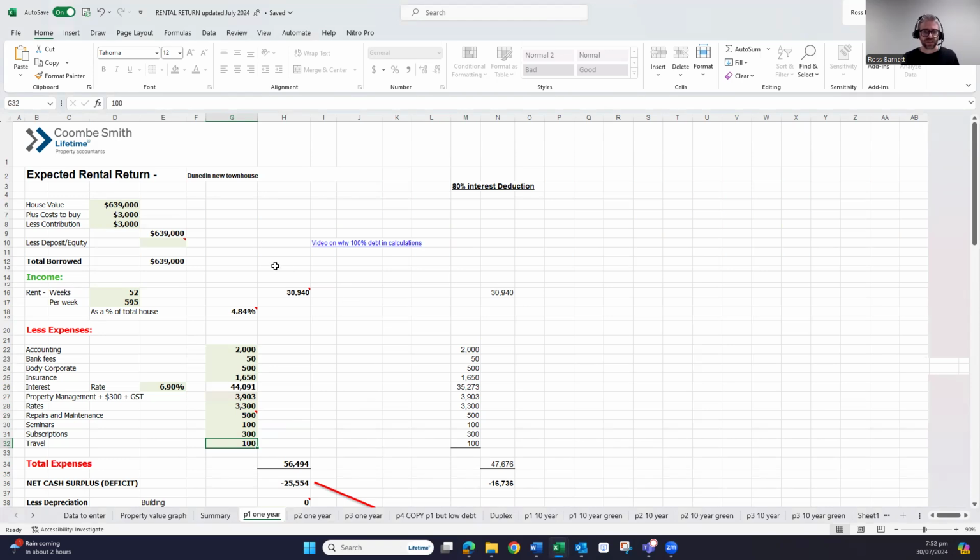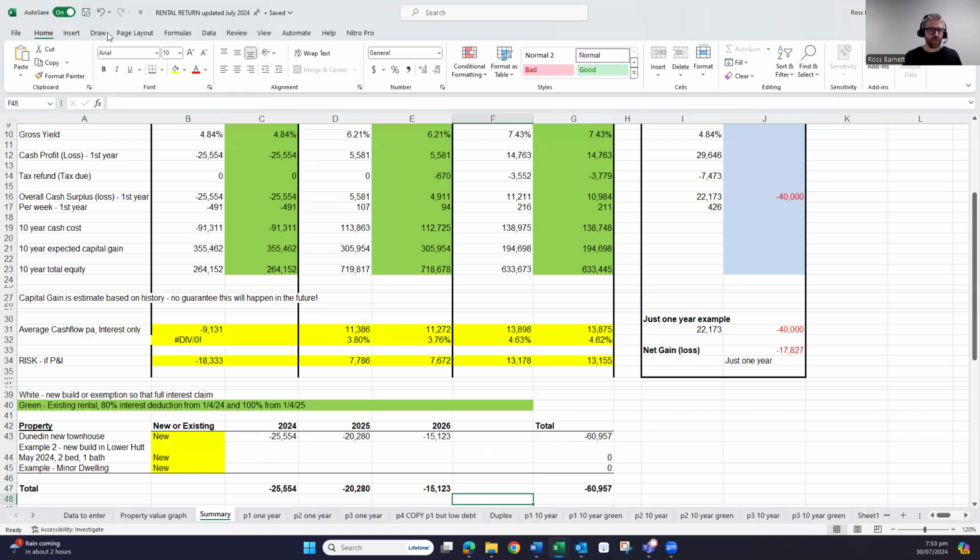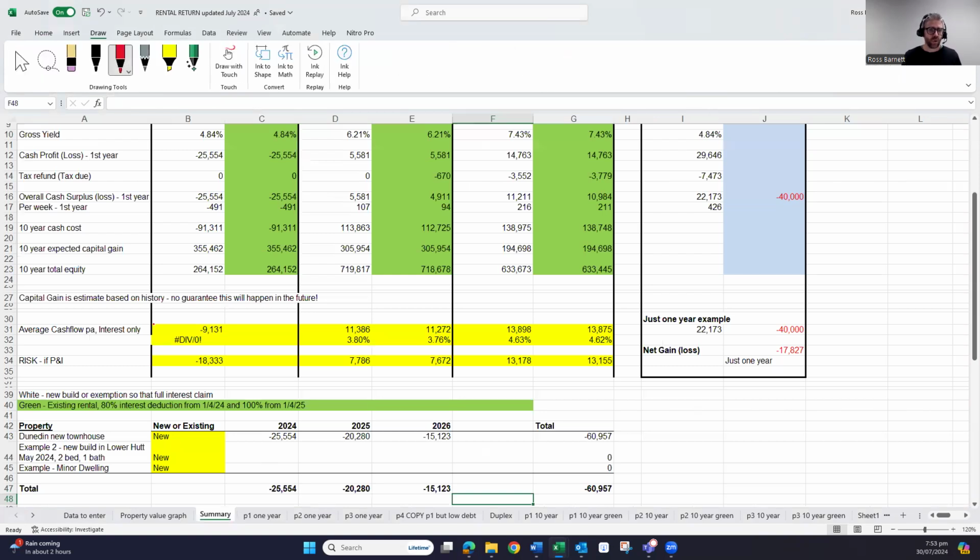So some quick numbers: $31,000 rent roundabout, $56,000 out, losing $25,000. Ouch, that's quite a lot of cash. So that is the 1 year picture. Then I generally have a little bit of a summary. My summary gives us what the average cash flow is, or estimated, over the next 10 years. Interest only, minus $9,000. So that's quite a big loss per year.